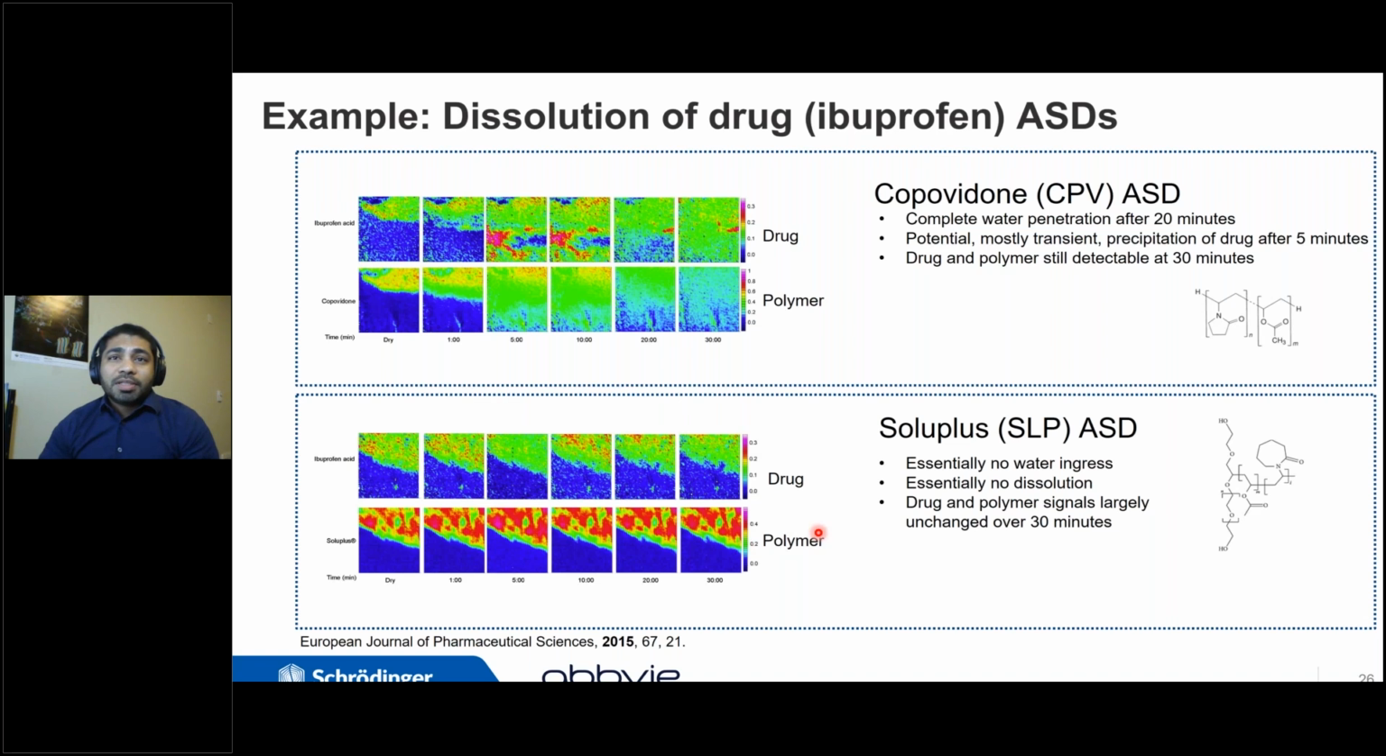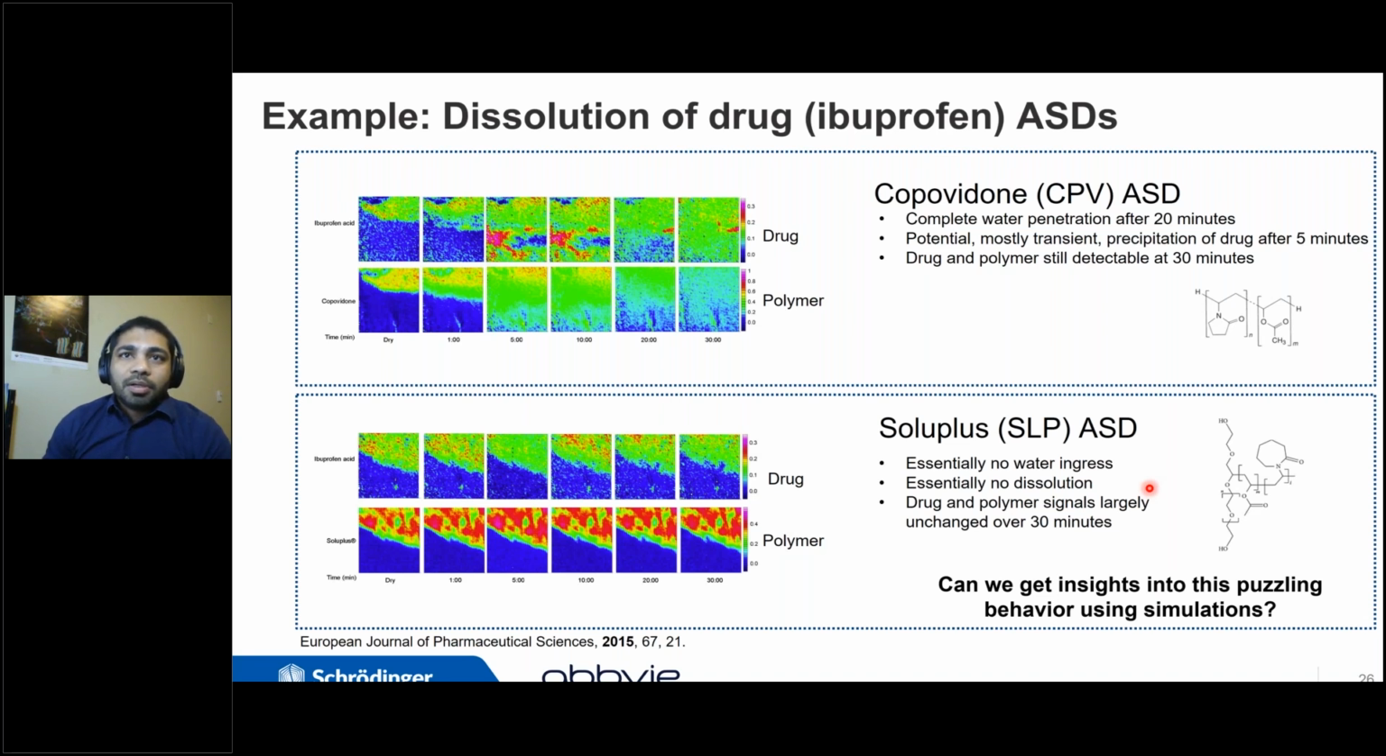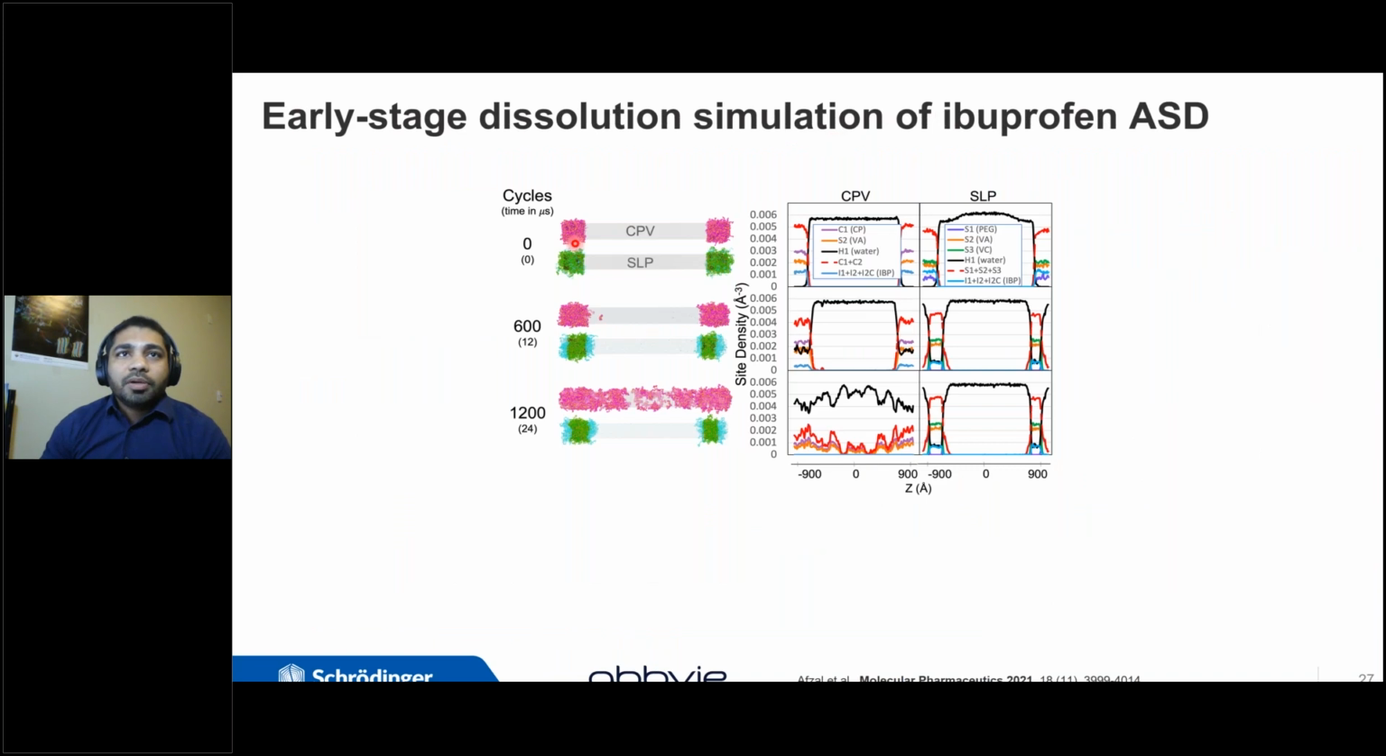So this was a very unusual behavior once we got the experiment studies, right? So we want to understand if we can get insights into this unusual behavior using simulations. So we did these simulations by creating an interface. So here we create an interface of ASD with solution.